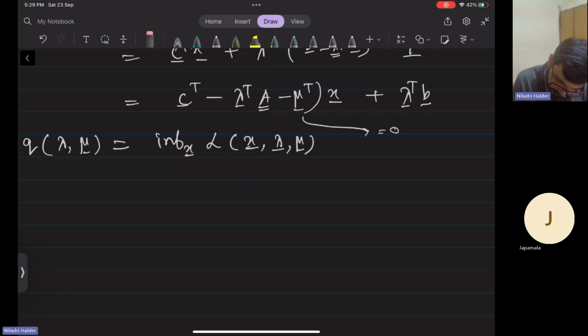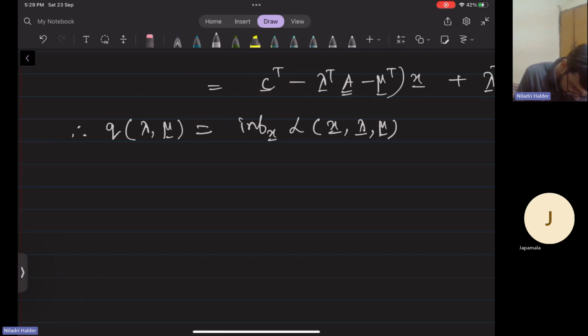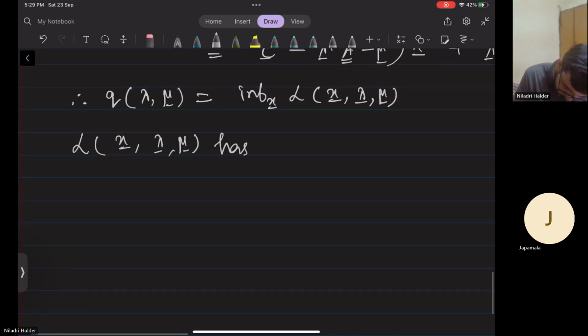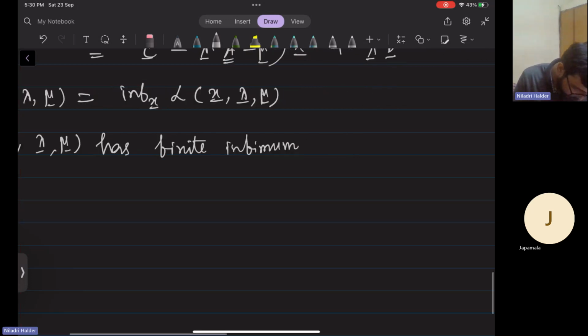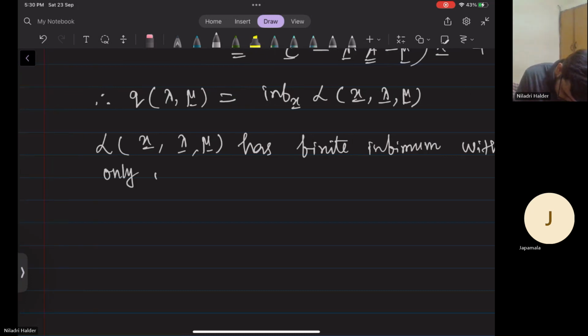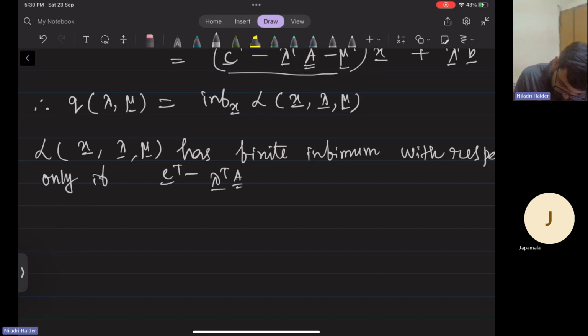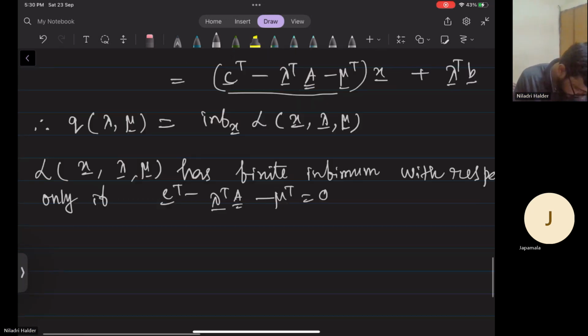So let me write it down. It is clear that the Lagrangian L of x comma lambda comma mu has a finite infimum with respect to x only if C transpose minus lambda transpose A minus mu transpose is equal to 0.